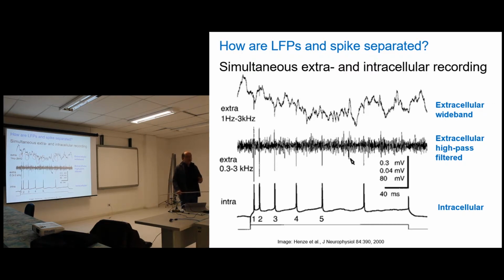Another name for a high-pass filter is a low-cut filter, okay? So in this case, they applied a high-pass filter. That means it threw out all these slow changes in voltage here and allowed only the high frequency changes in voltage through, okay? The scale here is a little bit different. Up here, this bar is 0.3 millivolts, and for this trace here, the bar is 0.04 millivolts. So it's an order of magnitude more magnified, okay?